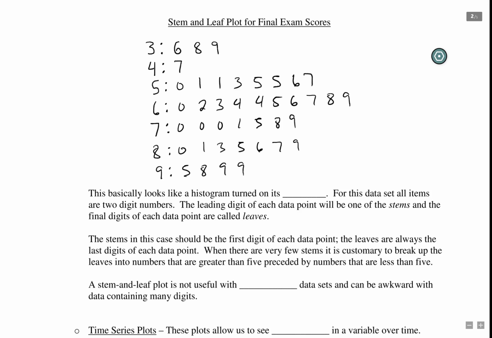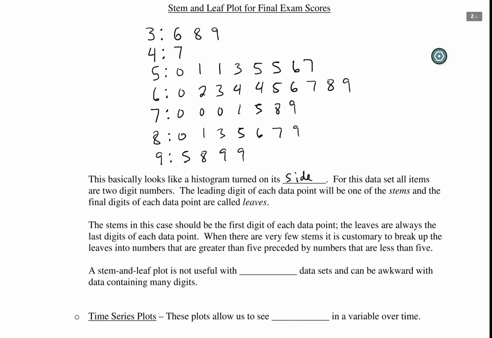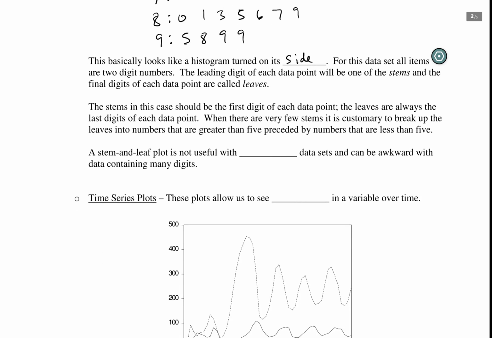So this is the stem and leaf plot for the final exam scores. Now, if you could take your paper, or however you're viewing this, and turn it 90 degrees, you would see that this stem and leaf plot looks like a histogram turned on its side. That's hard for me to show in this. I can't really rotate this PDF, but if you rotate your head, you can see that.